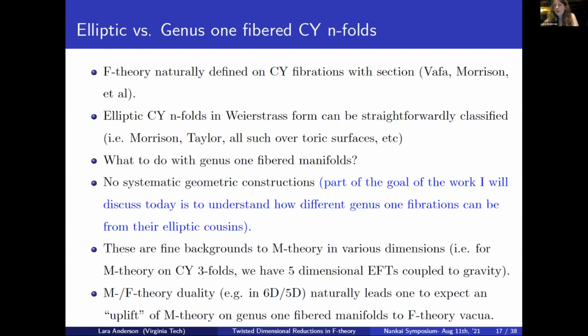Okay, so now we're going to come to the main thing that I wanted to focus on for the remainder of my talk, which is elliptic versus genus 1 fibrations. So F theory, as it was defined by Vafa and through most of its study in the last 20 years, is naturally defined on Calabi-Yau fibrations with section. Elliptic Calabi-Yau n-folds in Weierstrass form can be straightforwardly classified. They're a very simple Lego tinker toy description of a very minimal fiber. There's a single section in this description.